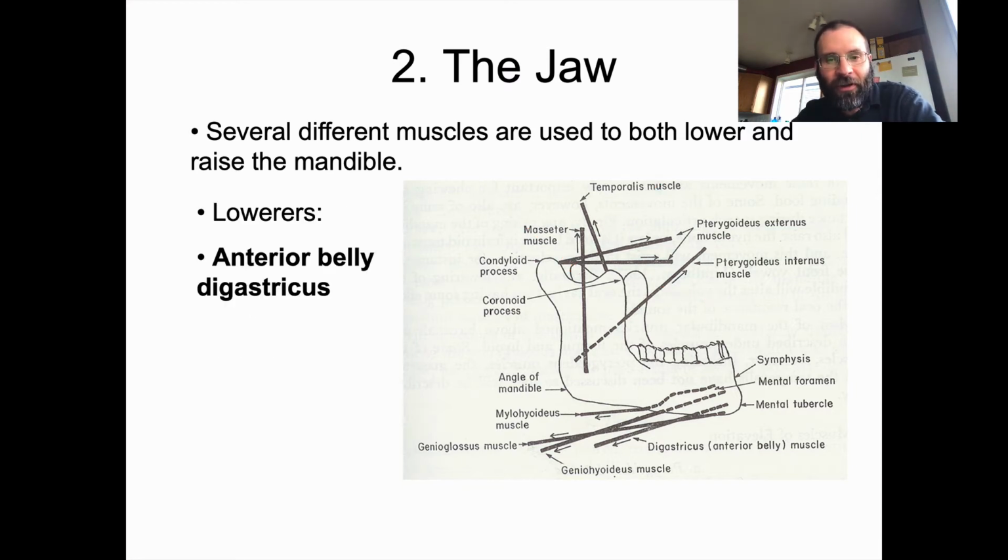The lowers that I want you to focus on are, number 1, the anterior belly digastricus, which is right here. So most of these are linking up to the bottom of your jaw, this point at the front of it, and then somewhere back here. You can see there's a whole bunch of them. So you can track those, and it's going to basically lower the jaw and also move it backwards a little bit.